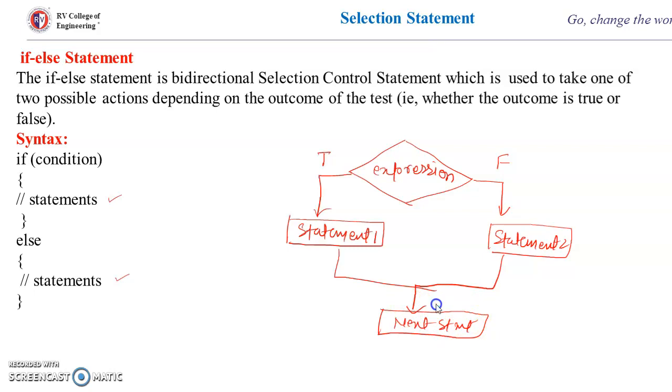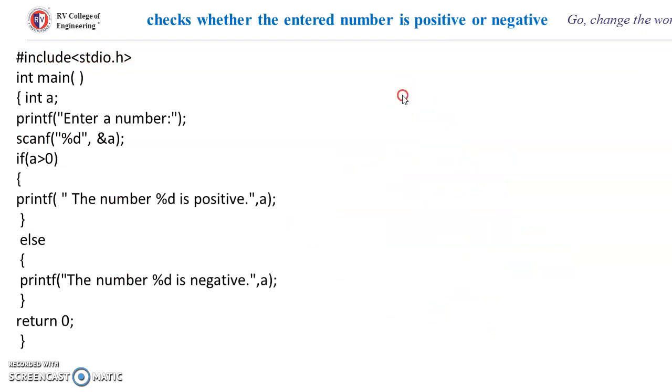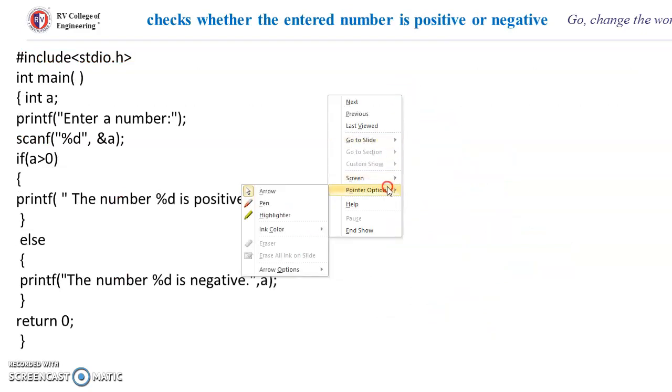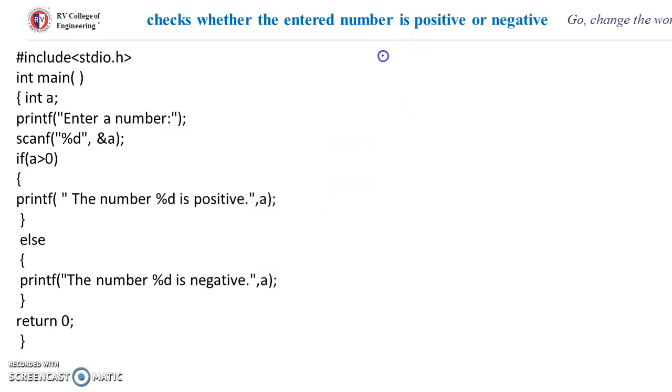So let's take an example. Here this is the program to check whether the given number is positive or negative. So here we will check the condition. Suppose we say the number is A. When the value of the number is greater than 0, we'll say it is positive, that is statement 1. And else, if the condition is false, automatically it will come to the else part, and we'll say it is negative. So the same thing, we have to write as a program.